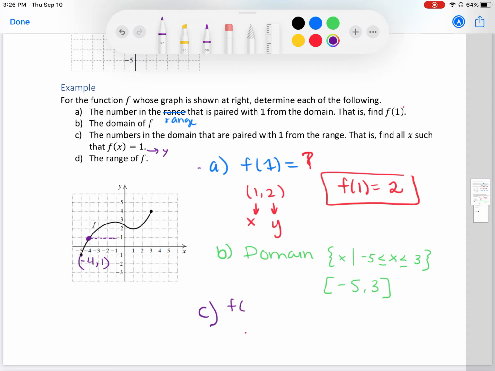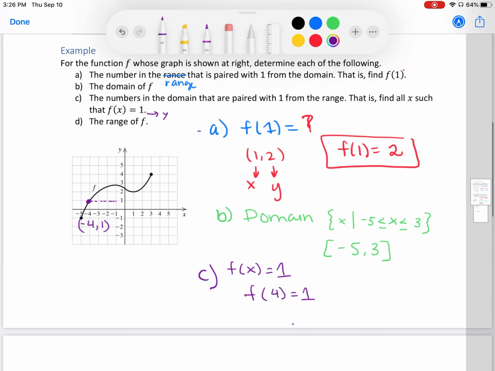So I want to see, hey, where is my output? Where is my answer 1? That happens only at the point -4, comma 1. So this means f of 4 is equal to 1. And that is our answer. Or if we want a more detailed answer, or if you're not happy with just that, you can say f of x equals 1 when x equals 4.